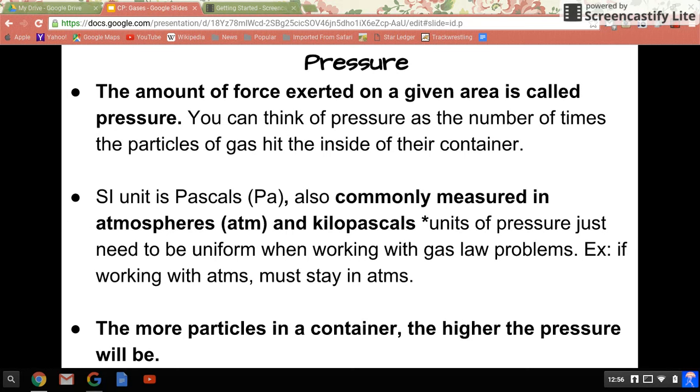When we are dealing with pressure, we're going to be using either atmospheres, which is abbreviated ATM, or kilopascals, which is a lowercase k, a capital P, and then a lowercase a. When you're doing gas law problems, you just need to make sure that if the original problem is in atmospheres, your answer should also be in atmospheres. And if you're working with two units of pressure, they need to be in the same unit. So if you're working with atmospheres, it has to stay in atmospheres. If you're working with kilopascals, it has to stay in kilopascals.